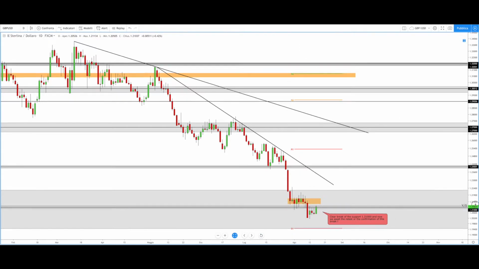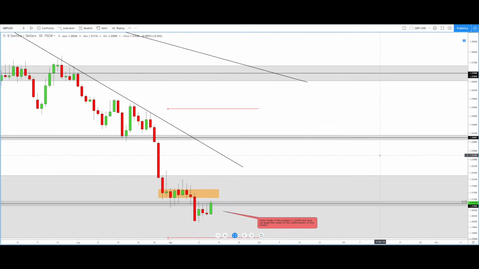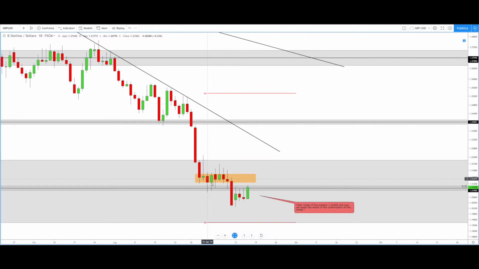We can see that in the last days the price has formed a series of doji candles here, just a few pips above this level, and then the price formed this massive bearish candle that, just a few hours before the weekly closing last week, brought the price to break this yearly support and close below it.